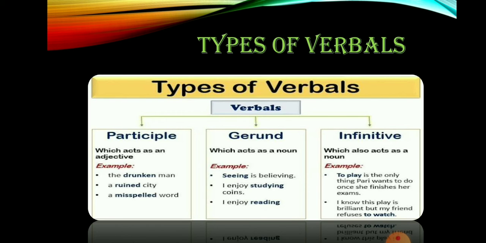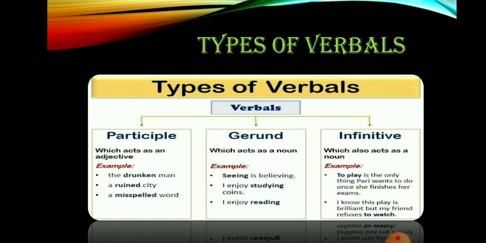The drunken man. Drunken is a form of verb, but here it is telling about the specialty of the man, so it is working as an adjective. शराबी, ਇੱਥੇ ਡਰੰਕਨ ਦਾ ਮਤਲਬ ਹੈ ਸ਼ਰਾਬੀ, ਜੋ ਕਿ ਇੱਕ ਵਿਅਕਤੀ ਦੀ ਵਿਸ਼ੇਸ਼ਤਾ, ਨਾਉਨ ਦੀ ਵਿਸ਼ੇਸ਼ਤਾ ਦੱਸ ਰਿਹਾ, ਸੋ ਨਾਉਨ ਦਾ ਕੰਮ ਕਰ ਰਿਹਾ. A ruined city, it is telling something extra about the city. Which type of city? That is a ruined city. Ruined is a verb which is working as an adjective.